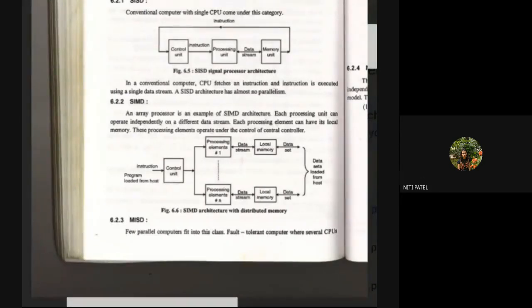After that, if you see, your main memory unit is divided into multiple local memories, and all those local memories are connected to multiple data streams. So in between each processor core and a main memory or local memory, you have a different data stream. If you have 5 processing cores, you will have 5 memories with 5 different data streams, which was not happening in the case of SISD. It was only one data stream.